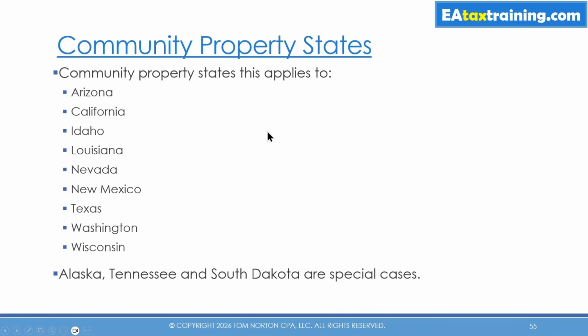Some of the prominent ones, like California, you'll sometimes hear about these cases involving celebrities, and the fact that it is a community property state will come up. And then you can see some of the other ones on the list as well. Alaska, Tennessee, and South Dakota are kind of hybrid states, so they are special cases. But again, for the exam, just know what we said on the previous screen about the earned income being treated 50-50.